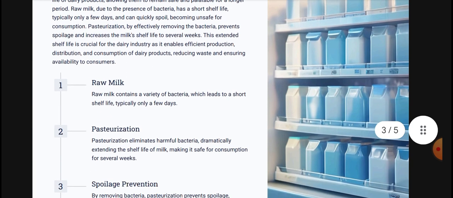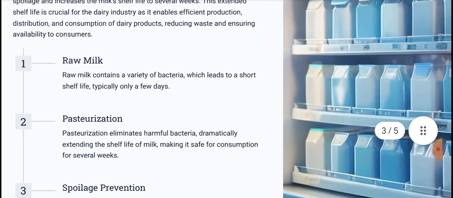Once the raw milk contains a variety of bacteria, this leads to a short shelf life, right? This may lead to poor quality of the milk, so the quality of the milk is deteriorated. So people will not consume it, or people even do not buy the brand of milk from the outlets.